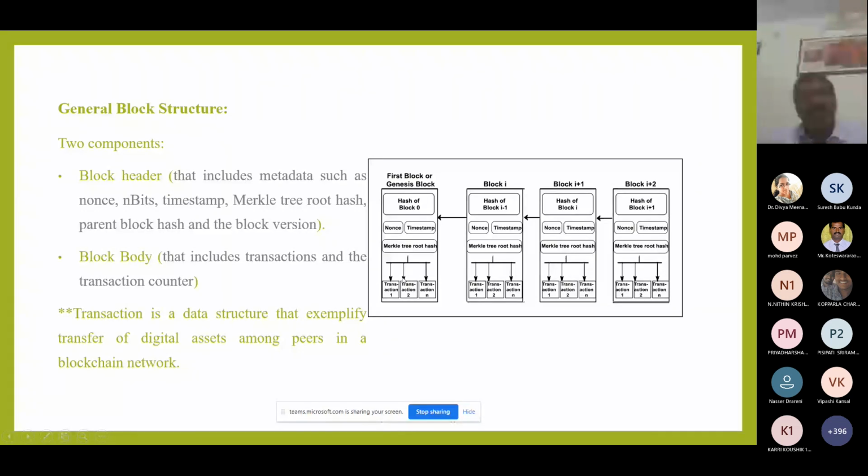A transaction is nothing but a data structure that exemplifies the transfer of digital assets among peers in a blockchain network. So a transaction means the digital assets that you're transferring, that you're sending to someone else.